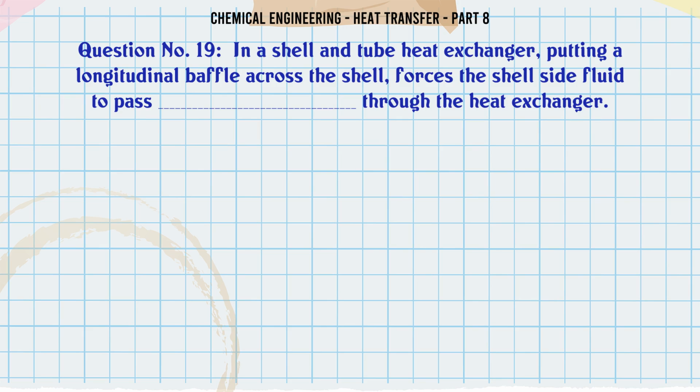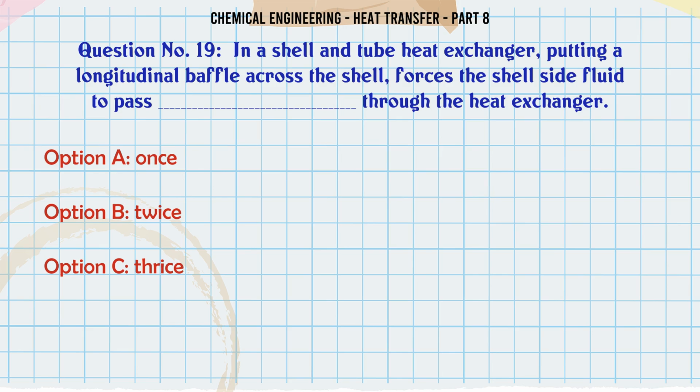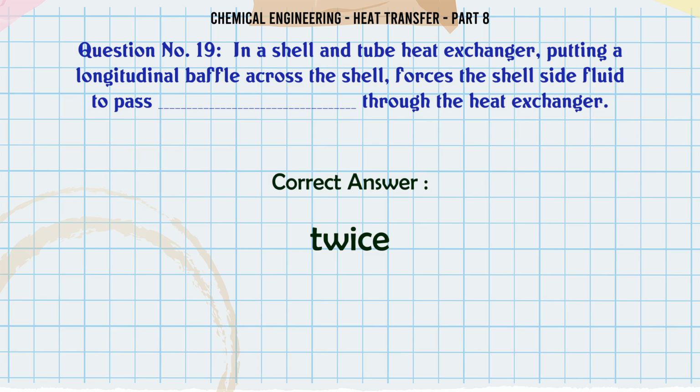In a shell and tube heat exchanger, putting a longitudinal baffle across the shell forces the shell side fluid to pass through the heat exchanger. A. Once, B. Twice, C. Thrice, D. 4 times. The correct answer is twice.